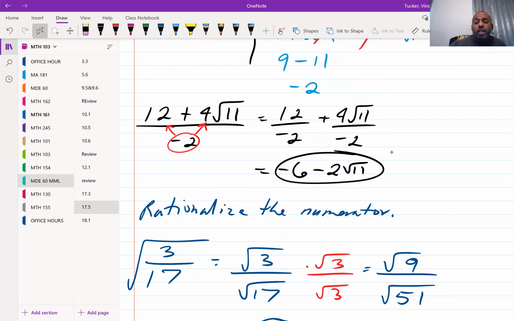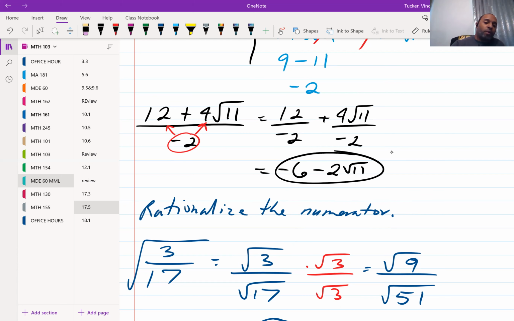All right. So if they ask you to rationalize the numerator, it's the same thought process, just that we're trying to remove the radical out of the numerator instead of the denominator. So just make sure you hold true to whatever direction they ask you. They say numerator, we're talking about the top number. If they say denominator, you're talking about the bottom number.